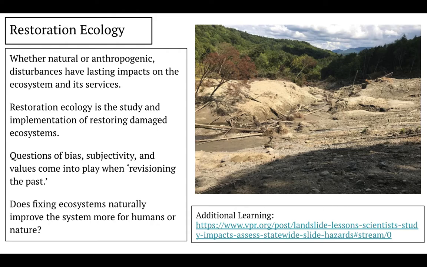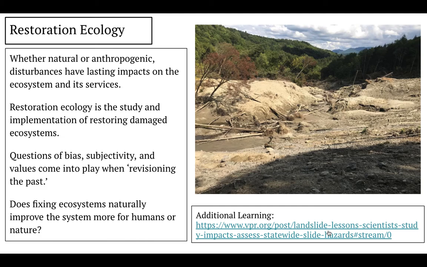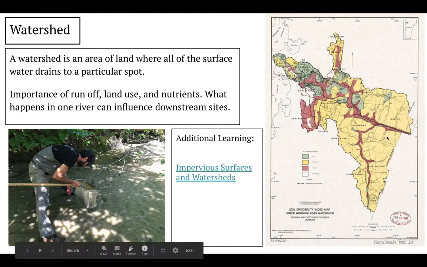So there's a really good site right here that talks about how scientists have been able to use this natural system, this natural experiment, to assess how things are being impacted for both humans and natural systems. Now, a watershed is one of the main ways in which we can think about disturbances and interconnected systems, because all of the water in a particular land area will drain to one common point.